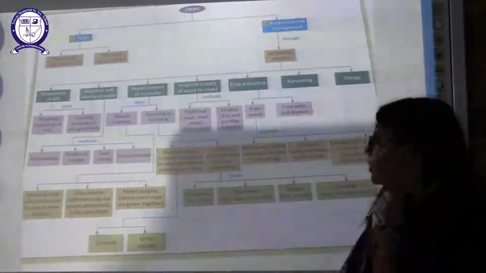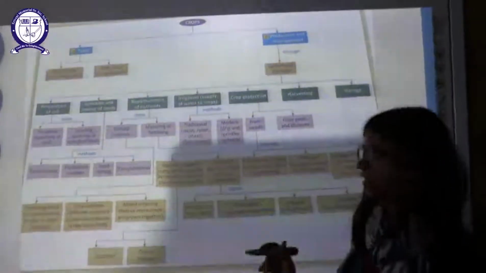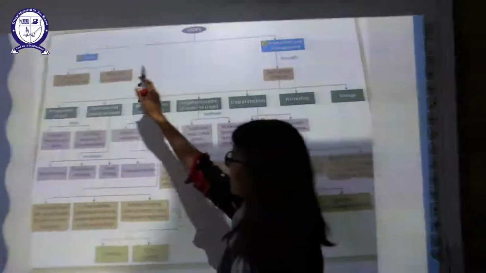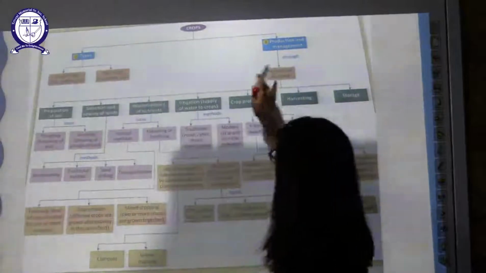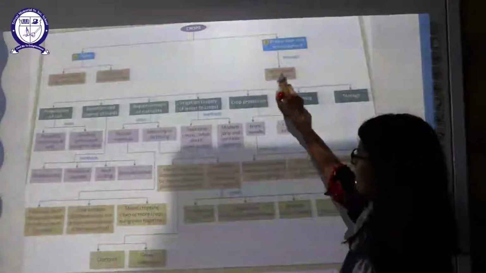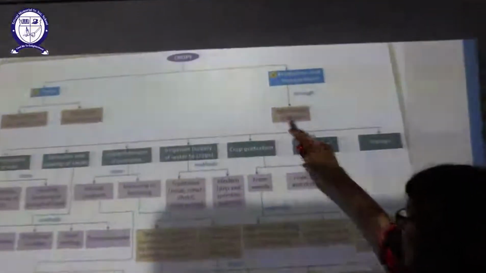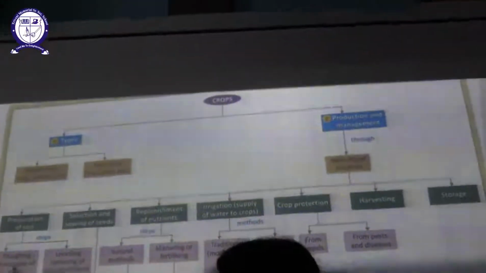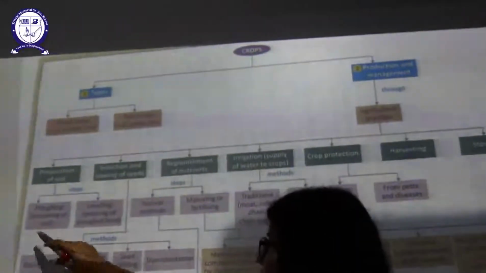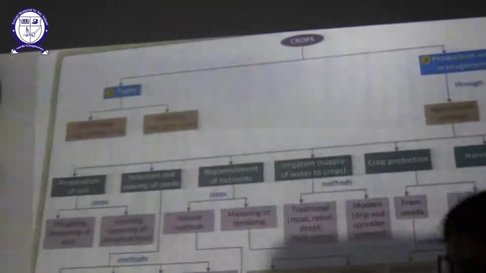Now quickly let us revise the whole thing once again. Firstly, crops can be divided into two types: kharif crop and rabi crop. Then production and management of the crop, which is also known as agricultural practices, is divided into 7 steps. In the first step, we studied the preparation of the soil, which is further divided into plowing, which is loosening of your soil, and leveling, which is pressing of your soil to level your field.